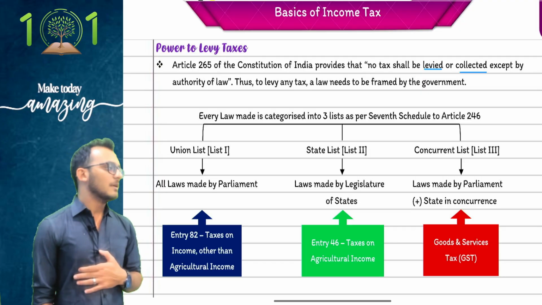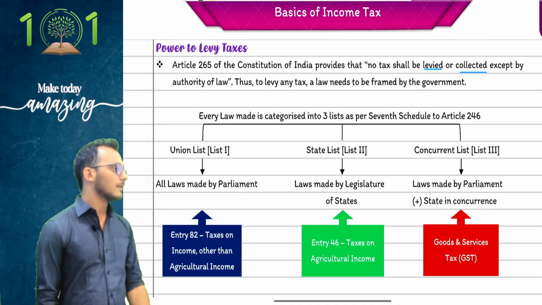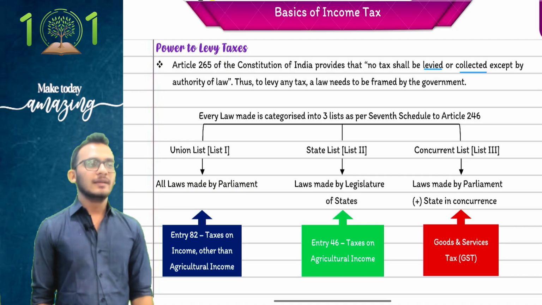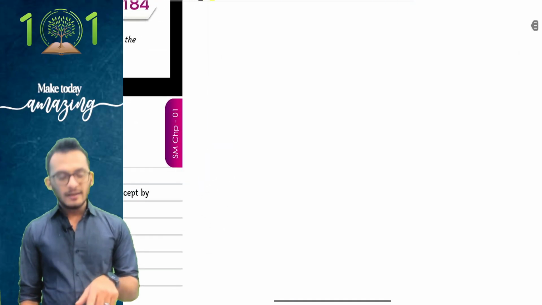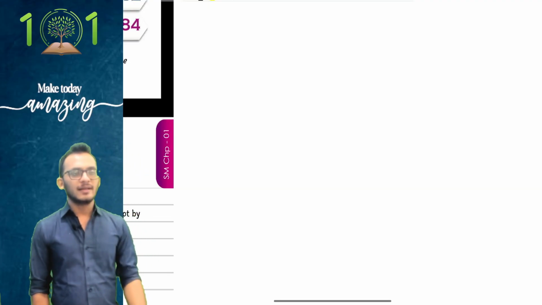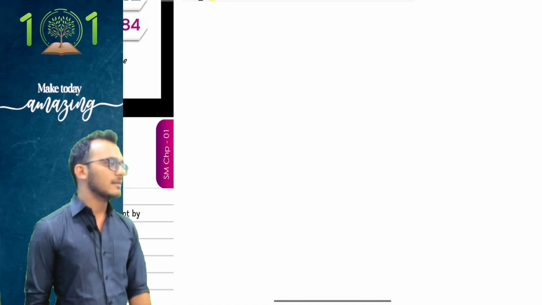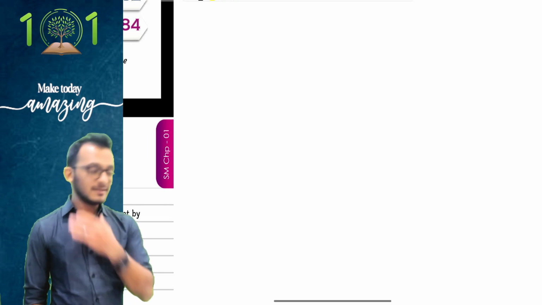But when we discussed this, I told you people laws are of three types: union list, state list, concurrent list. A union list is where the powers sit with the central government. A state list is where the powers sit with the state government, and a concurrent list is where the powers sit with both the parties. Give me examples, people.